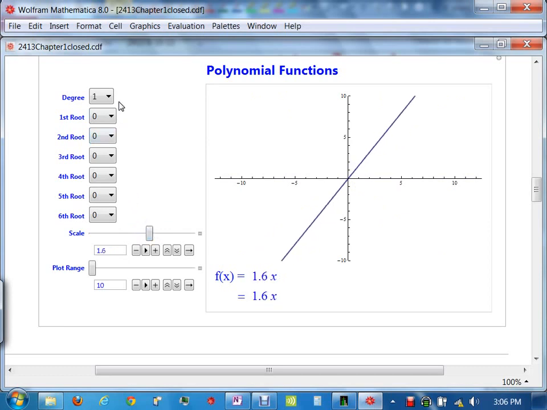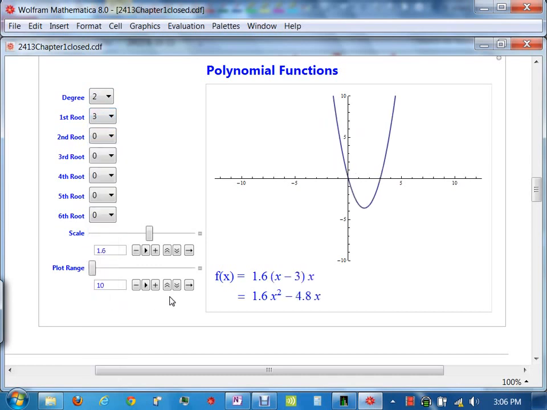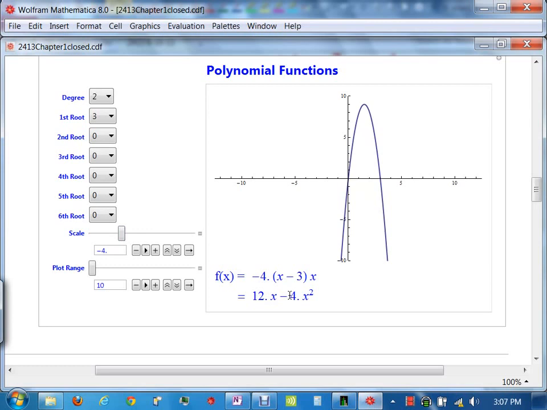Now what if I make it instead of a degree 1, and so instead of x, I make it x squared? Now it's a parabola, isn't it? And I could have parabolas that look like that. Maybe I could do something like this. So now I have two x-intercepts, 0 and 3. I can flip it over by changing the number in front of the x squared, making it negative. Now it opens down, right? So quadratic functions, parabolas, are examples of polynomials.